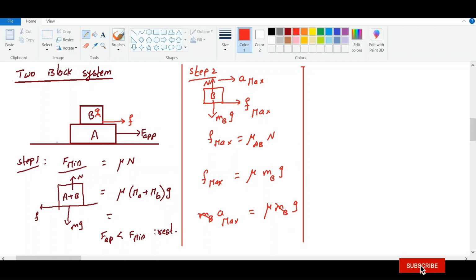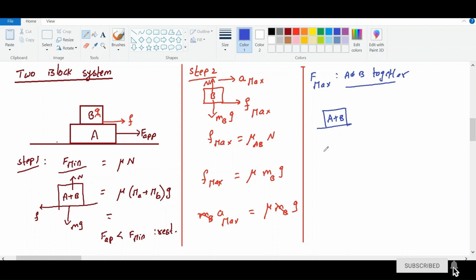What is the maximum force? Then I can put F maximum such that A and B move together. Now A and B are moving together, so you take A and B together. So F maximum possible: F net is equal to MA, because you are applying this force F, and I want the maximum applied force, which is M into a.